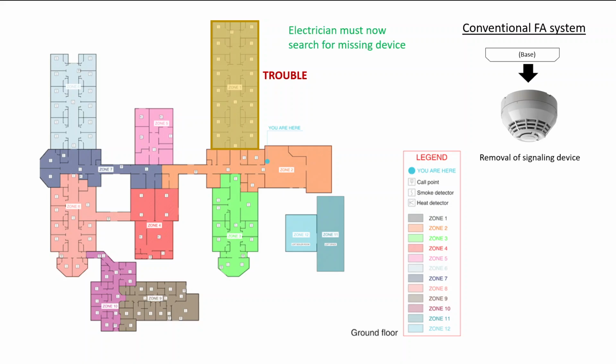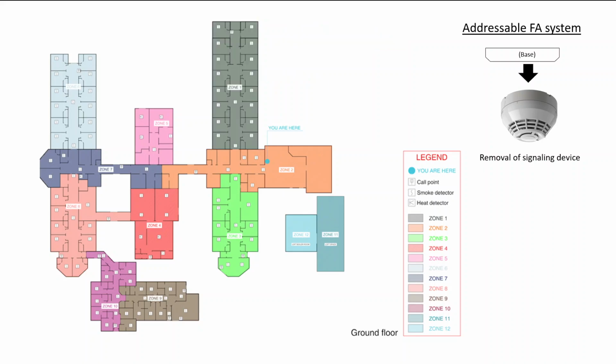The electrician must now go and search for the missing device. On an addressable fire alarm system, the removal of that device will then cause the number of its specific address to come up on the fire alarm panel, and we can then know exactly where that is located in the building.